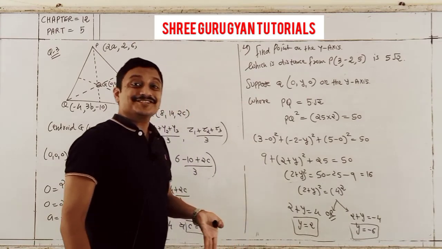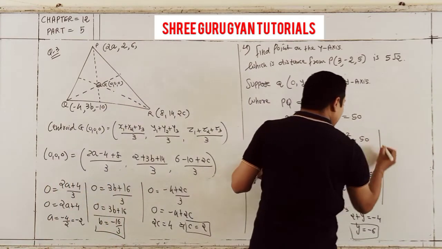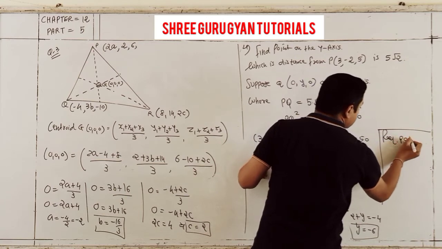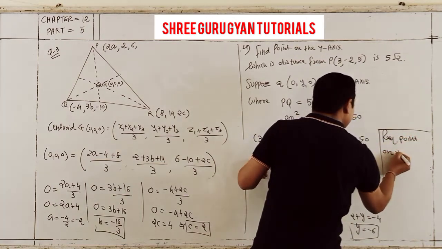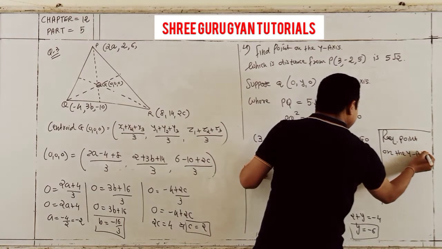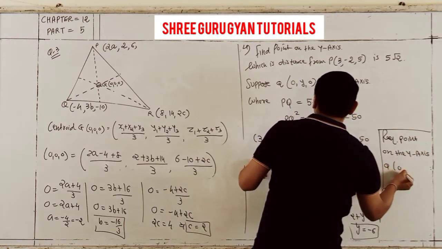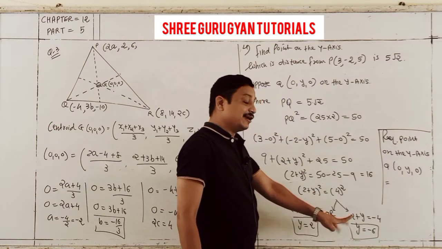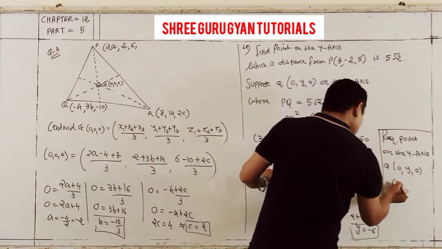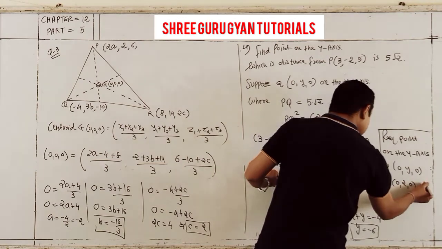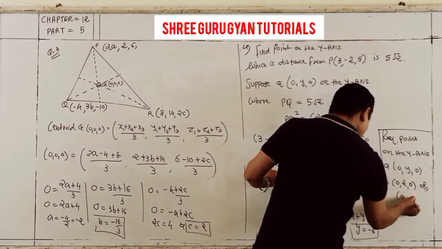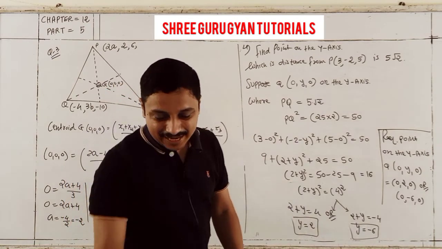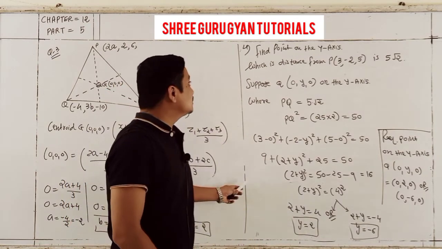So lastly we declare: therefore the required point on the y-axis, which is Q (0, y, 0), I just put it this way and that way. So students, my answer is (0, 2, 0), otherwise (0, -6, 0). And students, easily and in a simple way, our answer is done.